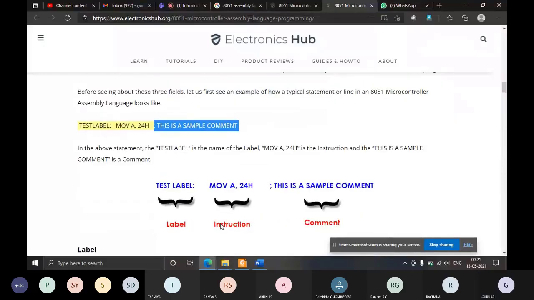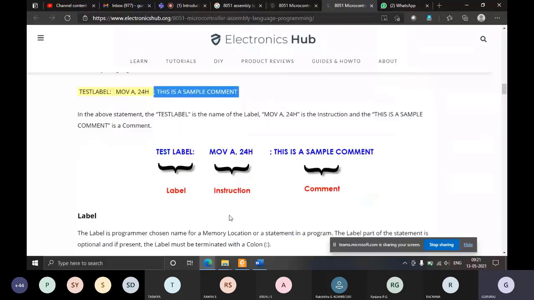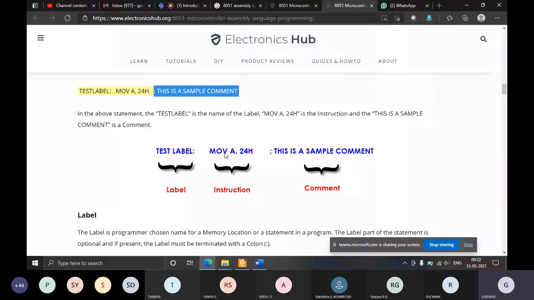So you can see here how this instruction is split. Test label is the label, which is optional. Every instruction need not have a label. Next followed by the instruction. The instruction has two parts: one is the mnemonic MOV and next are the operands, A and 24H. The operand can be a single operand or multiple operands, both are allowed. And next followed by the comment.